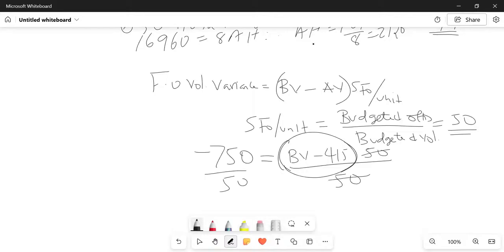So this and this will cancel out. Minus 750 divided by 50. This will end up giving me what here, ladies and gentlemen? 15. This gives me minus 15, so budgeted volume minus 415, like that. So then budgeted volume will be equal to who? 430. What a lie. It's 400, isn't it? Because when this crosses over, it will be minus 15 plus 415, which gives me 400. So budgeted volume is 400.